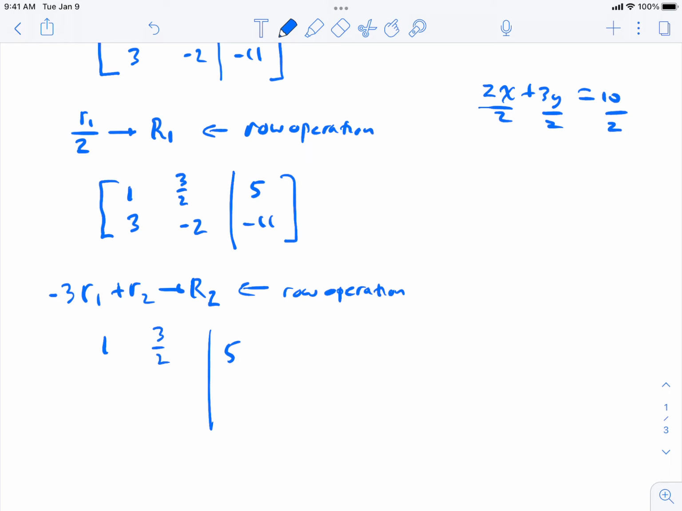In fact, let's see if we can practice that right now. So if you take -3 times this, that's a -3. You add this, you get a 0. Okay, that worked. Now, let's do that next row over. -3 times this, you take the element in row 1, -3 times this, and then you're going to add this.